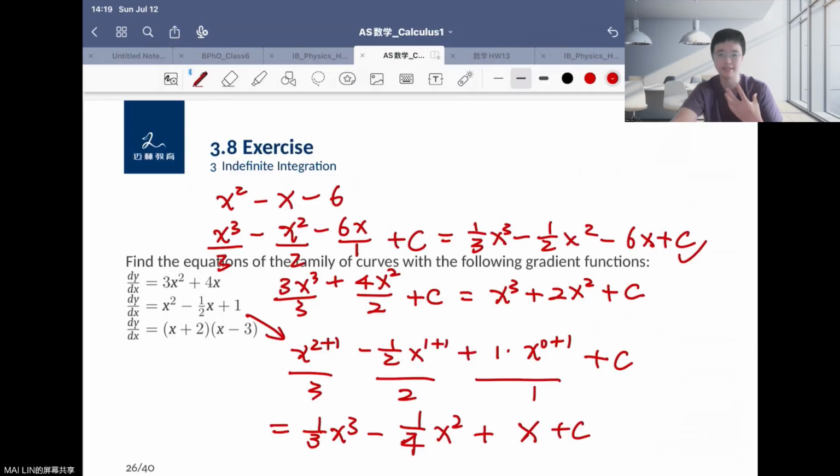That is it. I think I can truly help you to solve or understand the indefinite integration problems. This is very important for you, okay? So that's for this always.